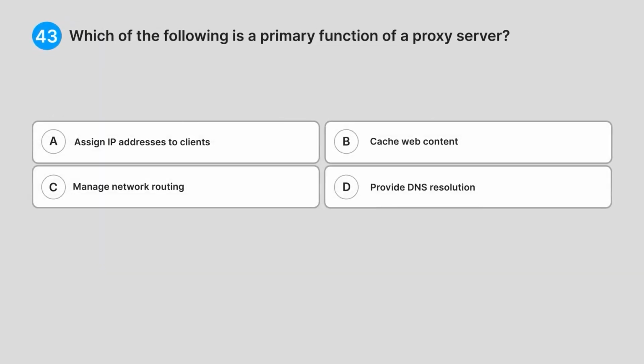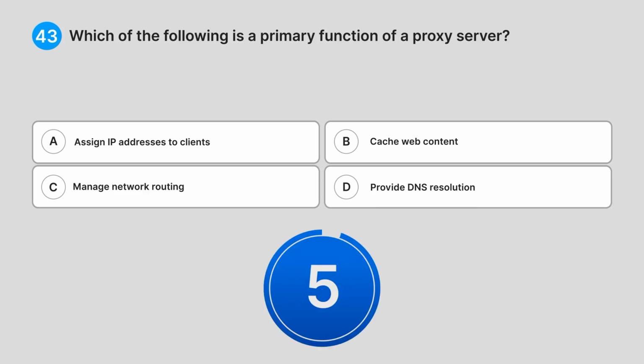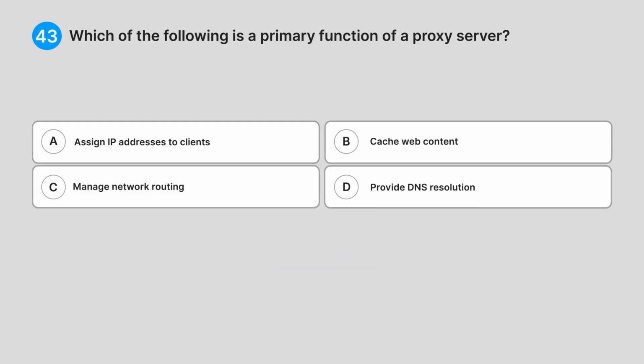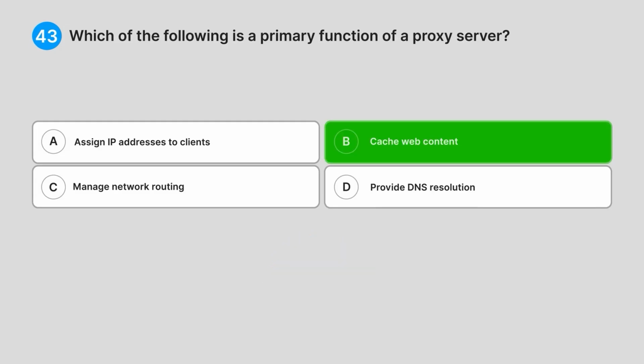43. Which of the following is a primary function of a proxy server? A. Assign IP addresses to clients. B. Cache web content. C. Manage network routing. D. Provide DNS resolution. Can you guess the answer? Correct answer, B. Cache web content.